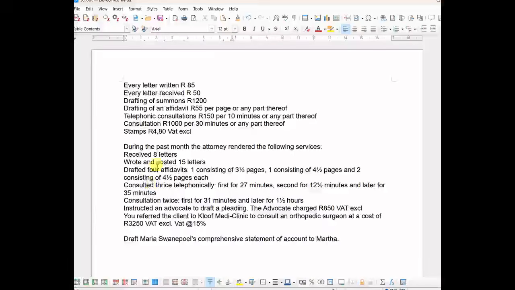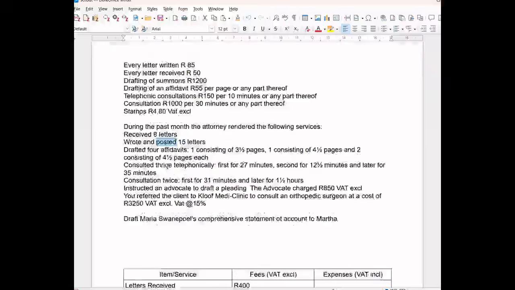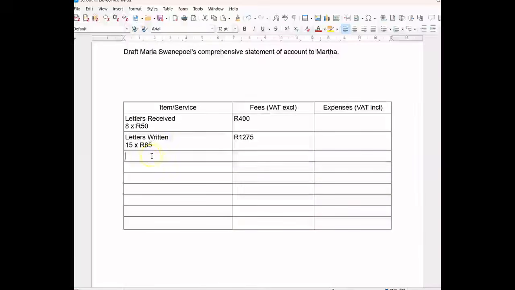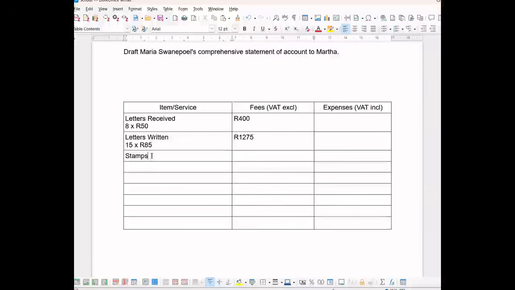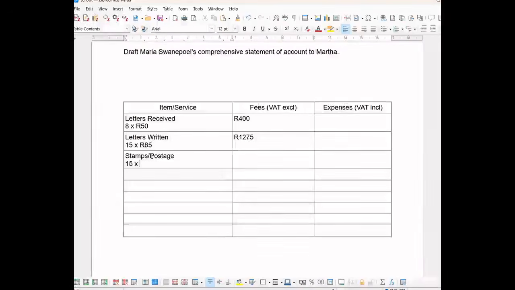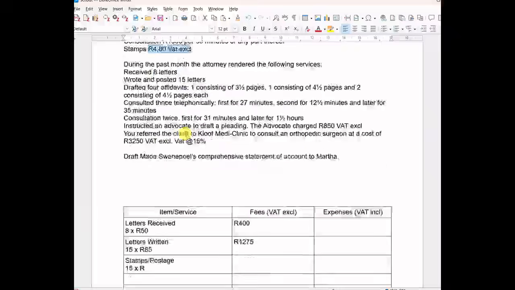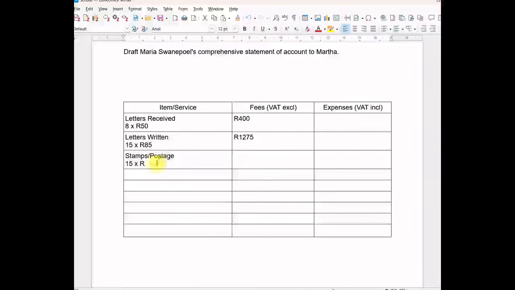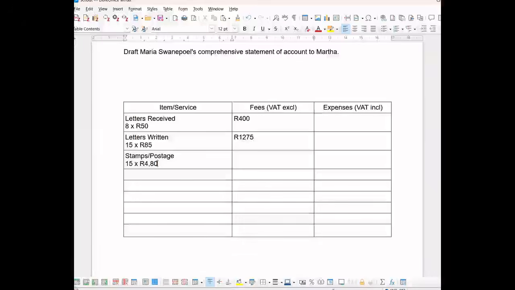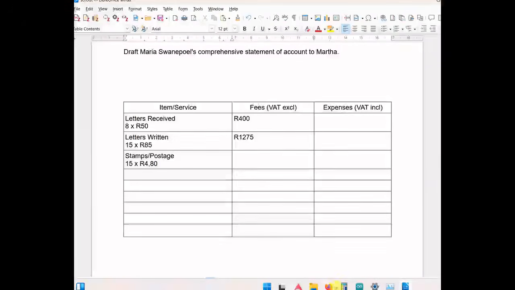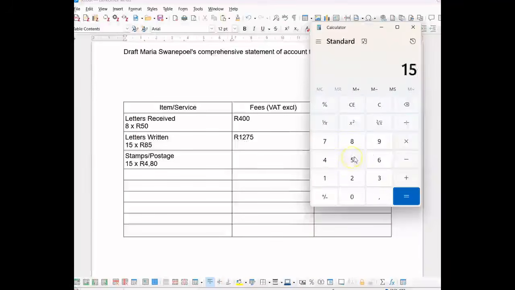But not only did we write them, we also posted the letters, which means we need stamps. So I'm going to make a new item called stamps or postage, and it was for 15 letters. So how much are the stamps? The stamps are 4.80 excluding VAT, so that's important there. So it's 4.80 each, and what does that give us in total? 15 multiplied by 4.80 comes to 72 Rand.